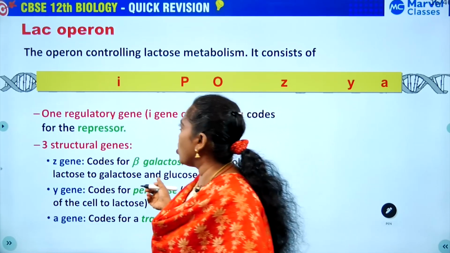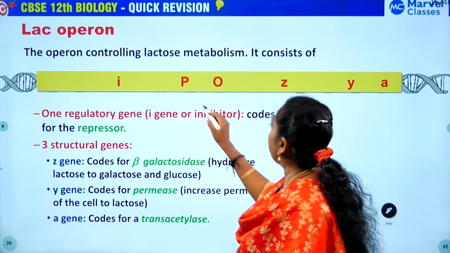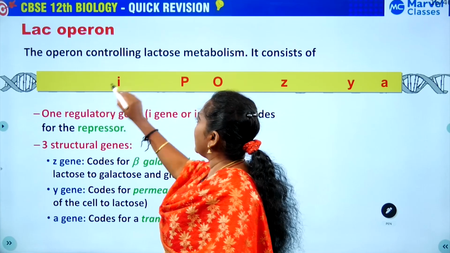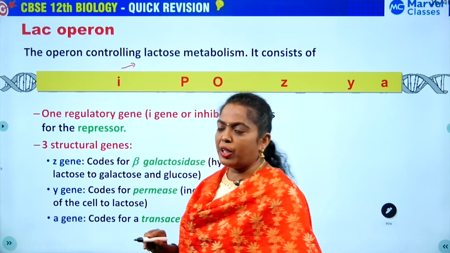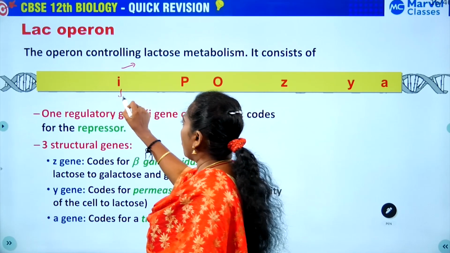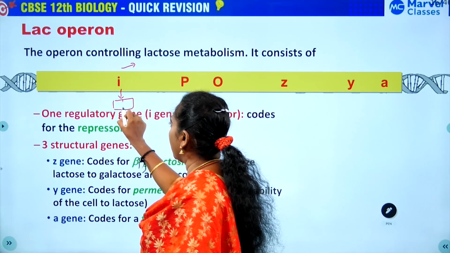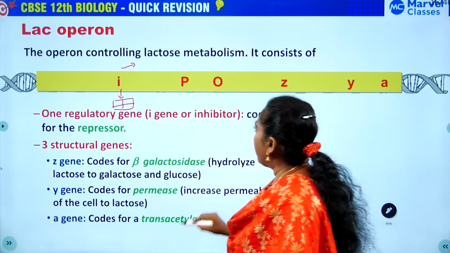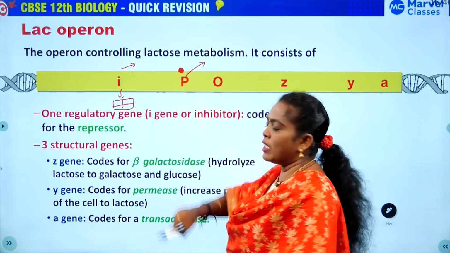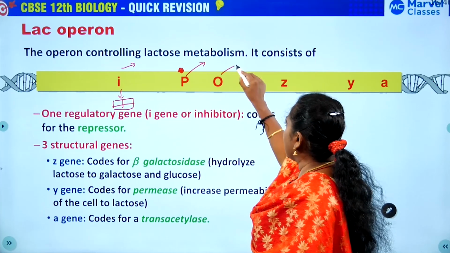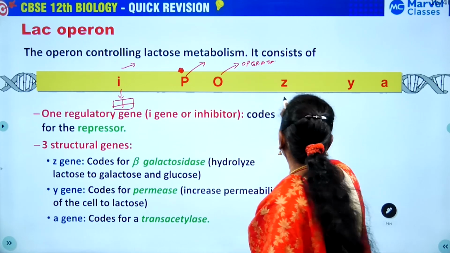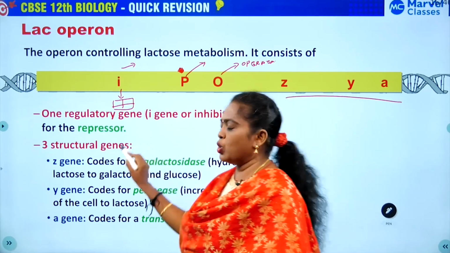Then the lac operon concept. First you should draw this structure. Okay, and then what is this I? This is the regulatory gene, which will produce a protein called repressor protein. And this P is the promoter region where the RNA polymerase will come and attach. And this is the operator.